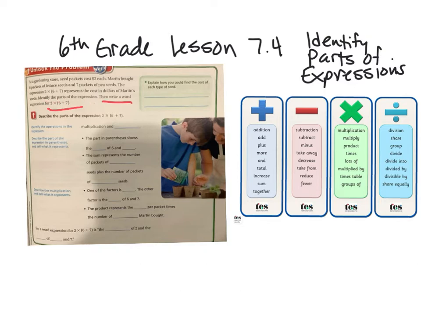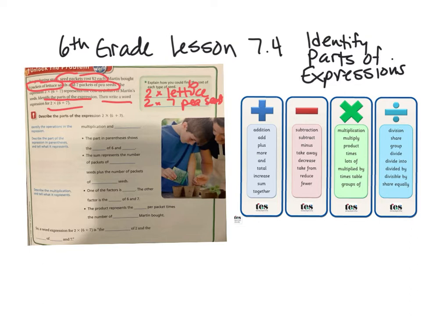Let me not cross that out. Let me underline. What do I know? I know that each seed packet is $2 each. And I know that he bought 6 packets of lettuce seeds and 7 packets of pea seeds. Over here they said, explain how you can find the cost of each type of seed. Well, we don't know the cost of each type of seed, but I could say he did $2 for each lettuce seed, and he did 6 of those, and $2 for 7 pea seeds. So I could do it that way.